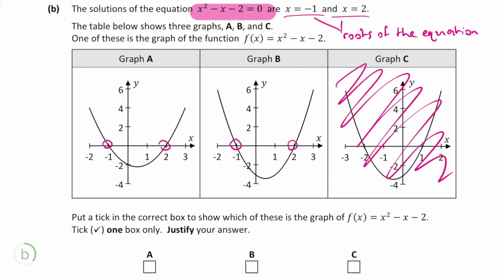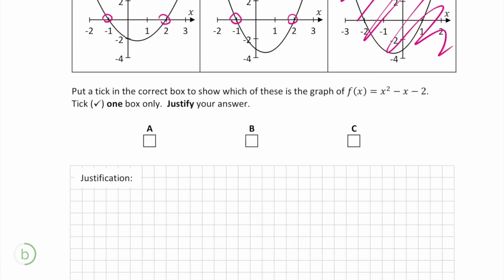The function cuts the x-axis at these 2 points in graphs A and B, but not in graph C, so we can just forget about graph C. However, now we need to differentiate between graphs A and B. Another piece of information we can get about this function is where it cuts the y-axis. The graph will cut the y-axis when x is equal to 0. In this case, when we fill in 0 into our equation, we get minus 2. So the graph cuts the y-axis at the point 0, minus 2.